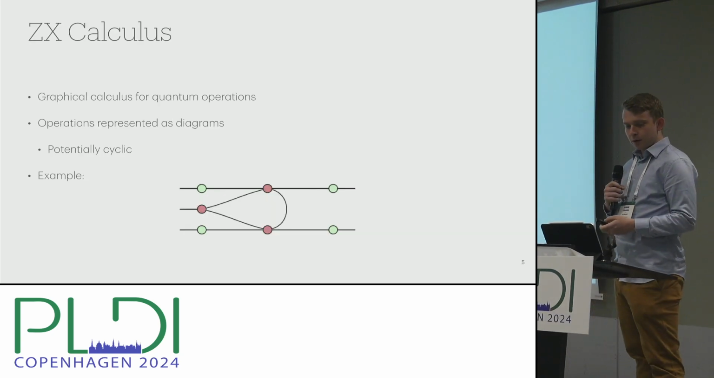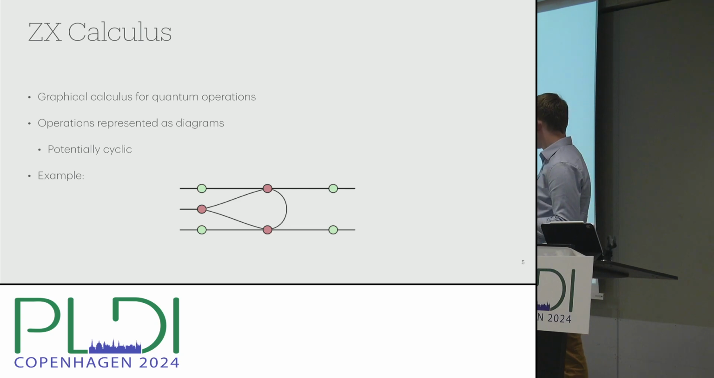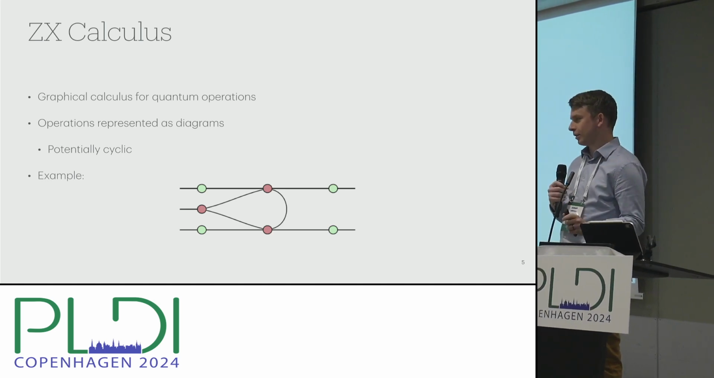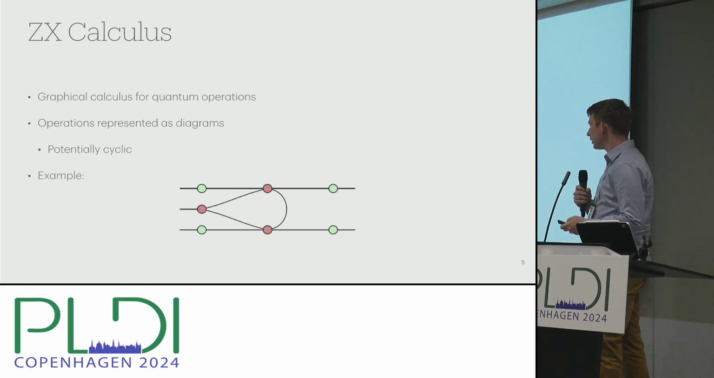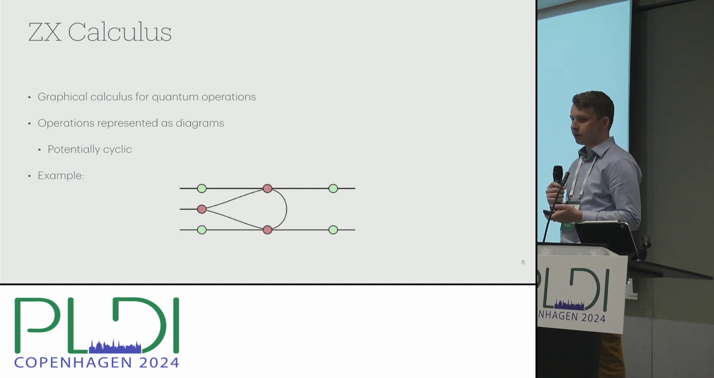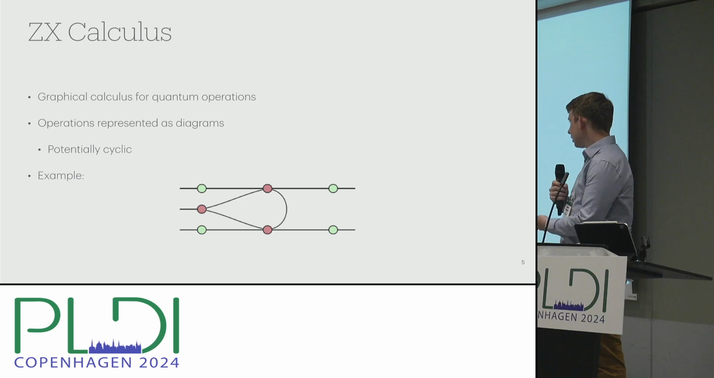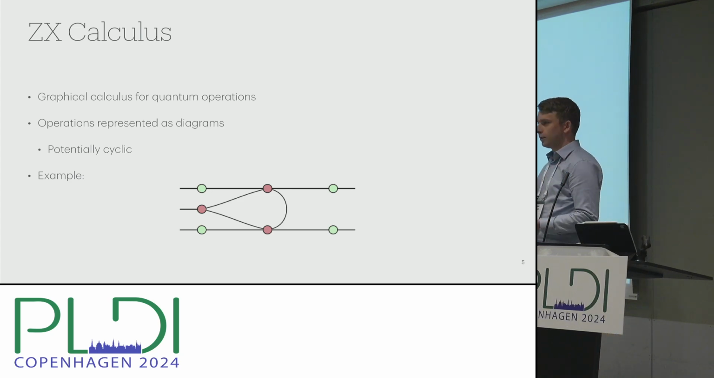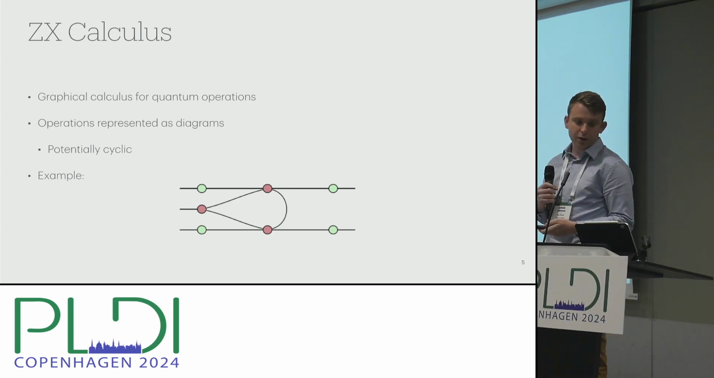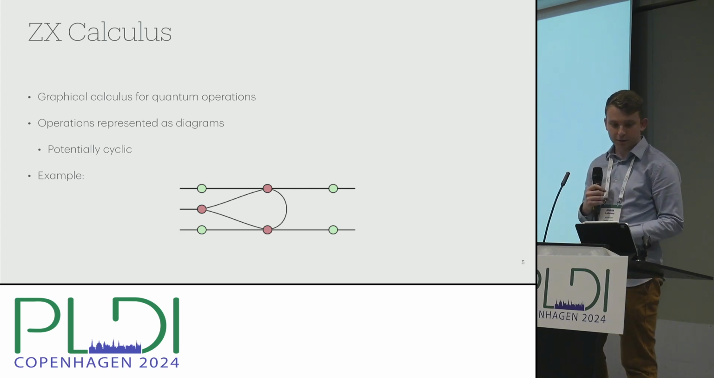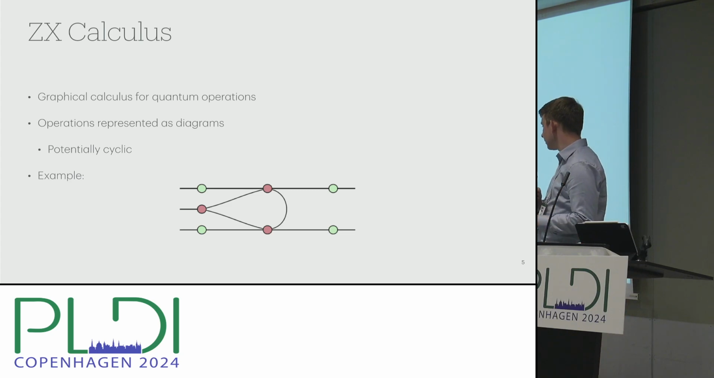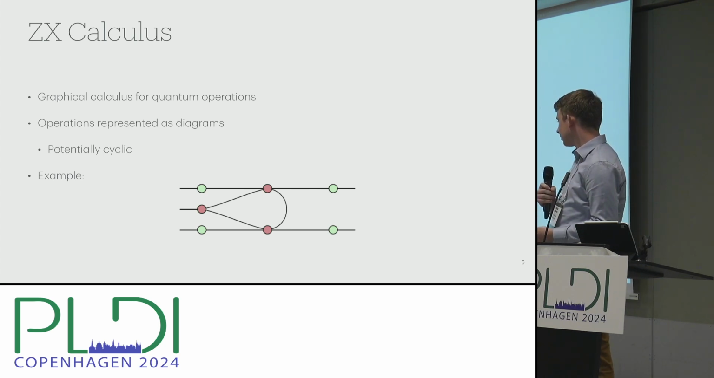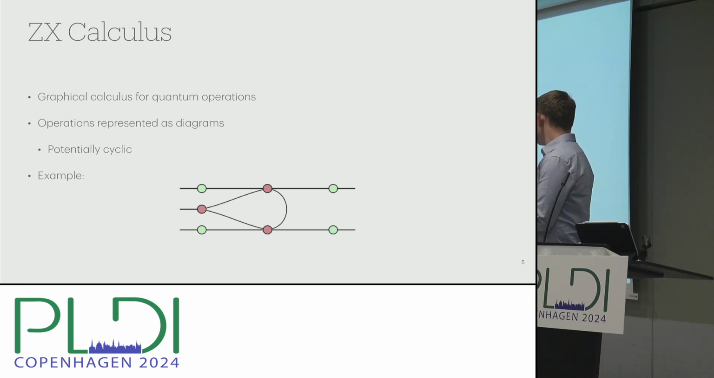Let me quickly give you a 30-second introduction to ZX calculus. It's a graphical calculus for quantum operations. You do not need to understand quantum computing for anything that I'm going to be saying, but pretty much we're representing these operations as diagrams. So down here we've got one of these example diagrams, which is in fact cyclic, so it's not just a tree or a DAG, it's in fact a cyclic graph with two color nodes. The nodes are called spiders, so if I say spider, think node. We don't really need to go too much into detail on what the colors are, but this is what a general ZX diagram looks like.